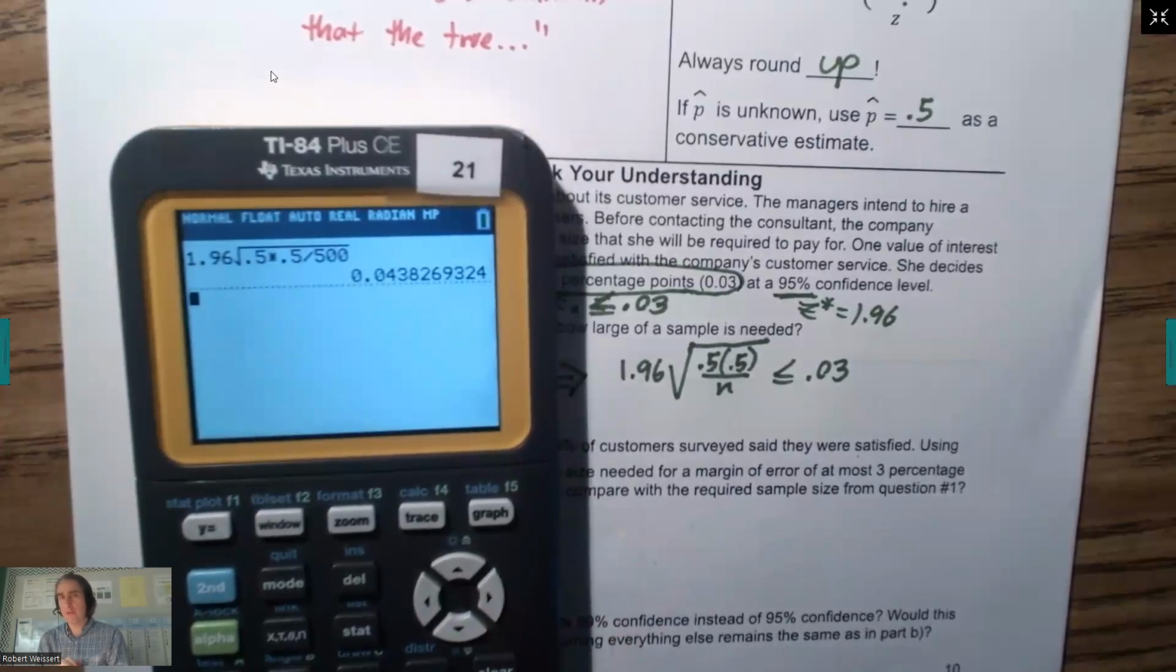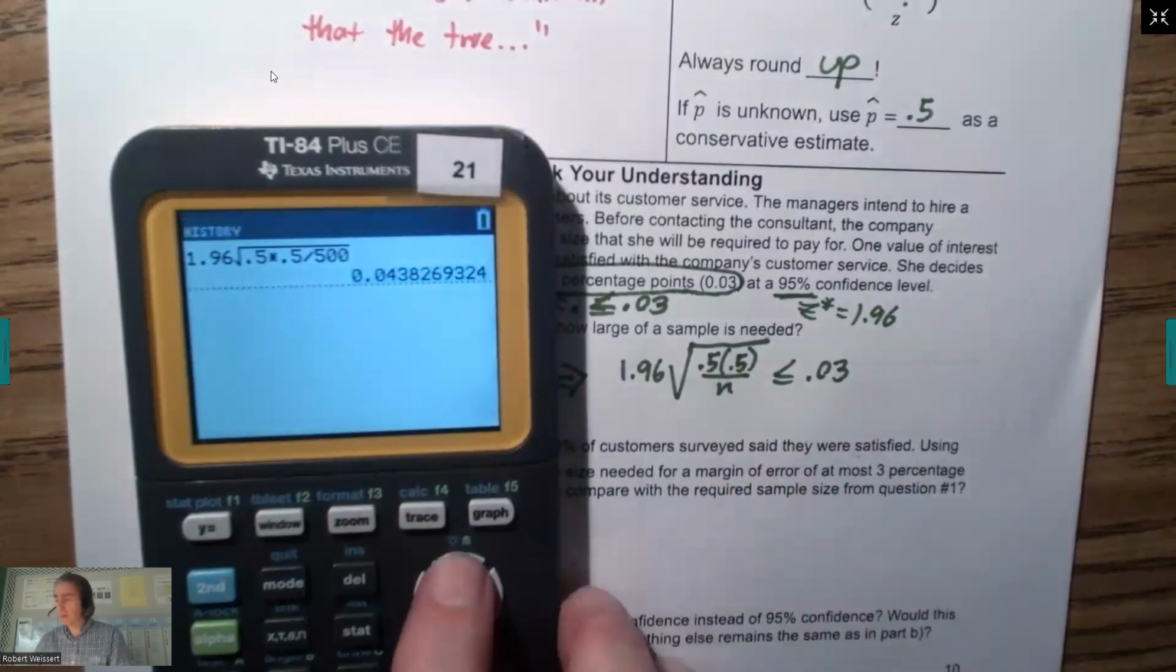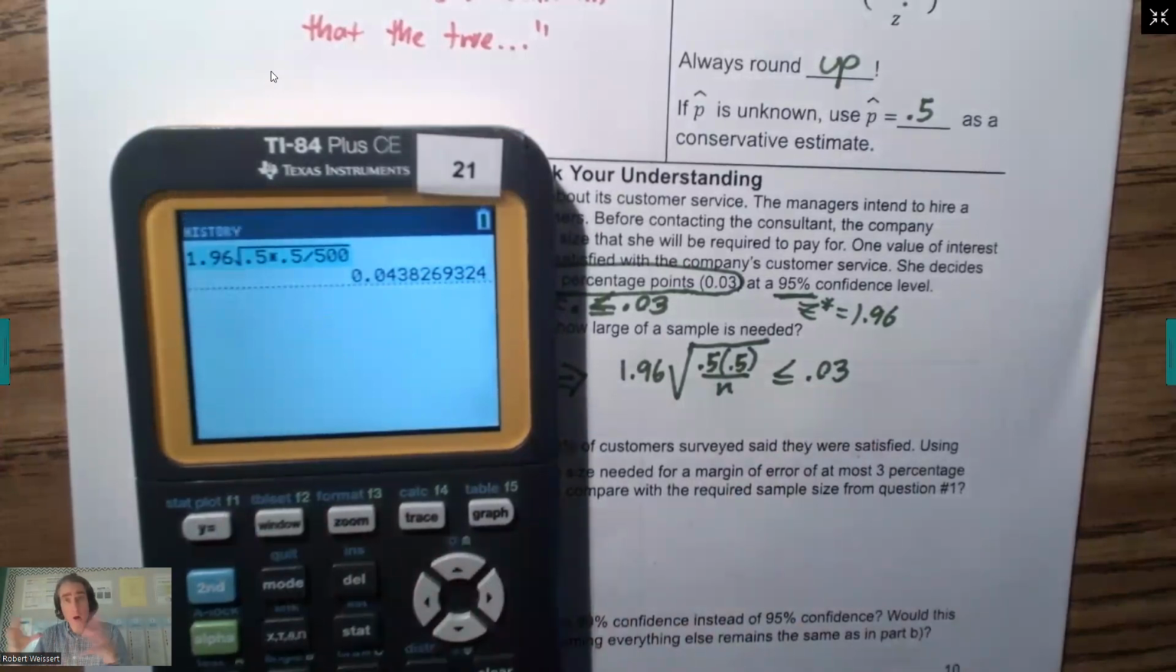Now, what's happening to my margin of error? If I throw 500 in there, I'm going to get a margin of error of about 4.38%. That's a little bit too big. I want it to be smaller than that. So we have to go higher, right? Remember, the higher the sample size, the smaller the interval is going to be. So your margin of error is going to be a little bit smaller.